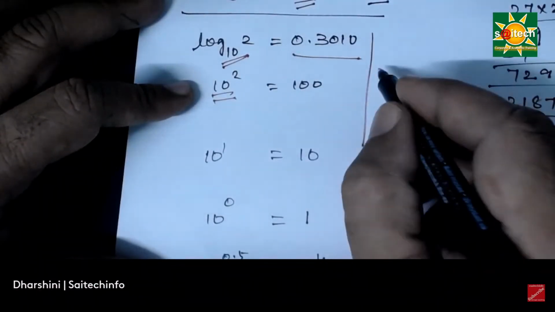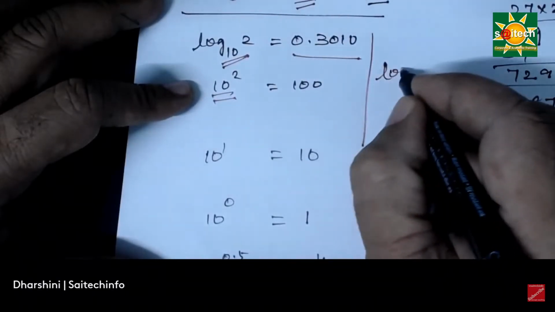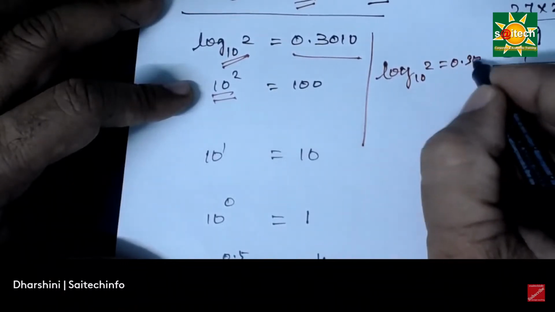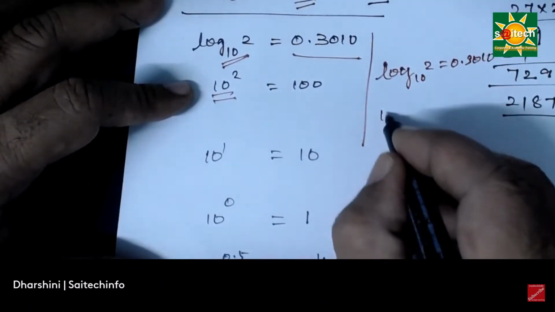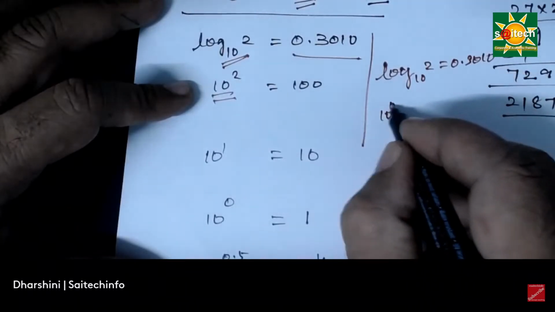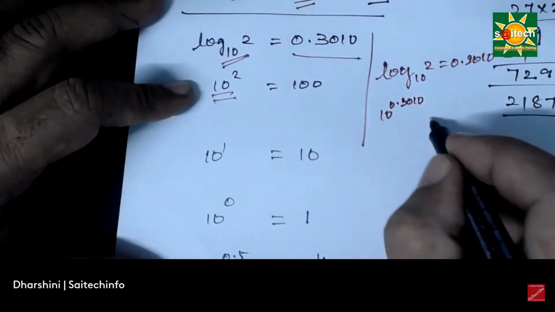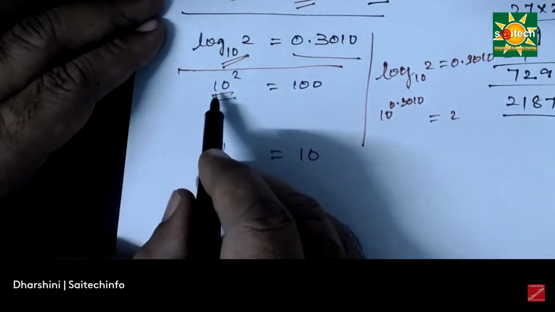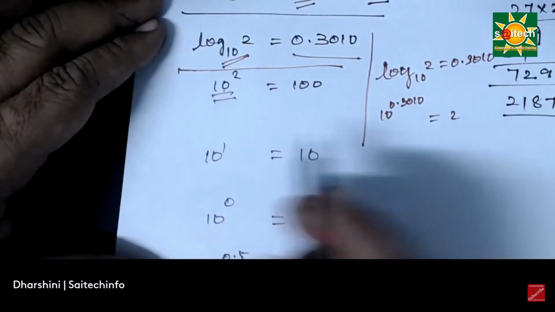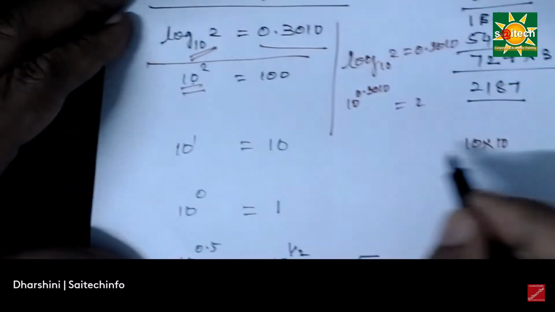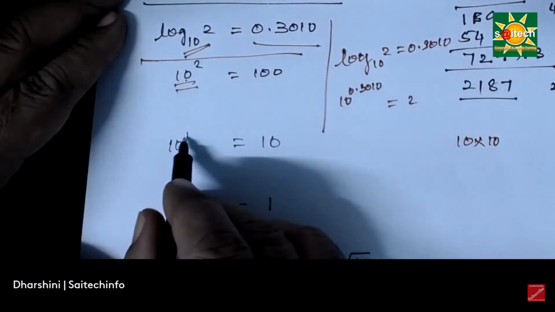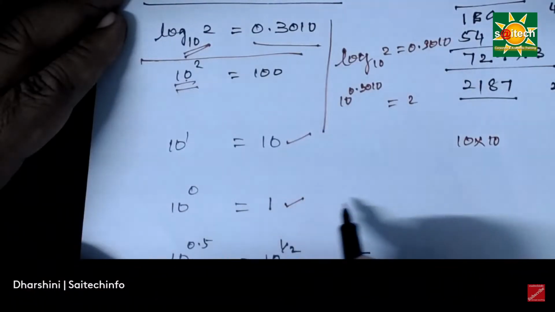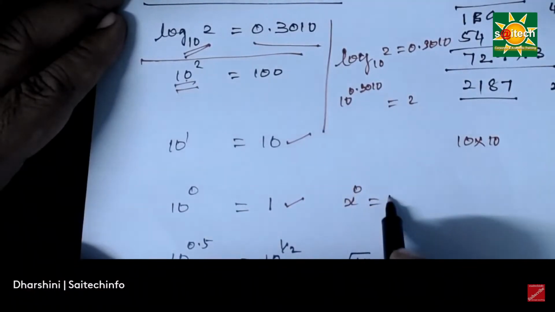Okay, therefore now let me explain once again. Log 2 to the base 10 is equal to 0.3010. Now this is the base 10 and put the term 0.3010 here as the power, that is equal to 2. So this is the exponent form. Now let me explain. We know already 10 squared is equal to 100, that is nothing but 10 into 10. Is it not? Then 10 power 1 is equal to 10. That we know. But 10 power 0 is equal to 1. Anything power 0 is equal to 1.